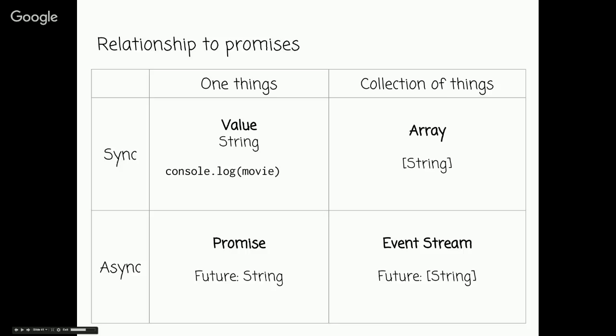So let's say you have a movie which is just a string, the name of a movie. You can use it how you like. It's synchronous, so this console.log needs to resolve before anything after it will work. Now, in the next example, we have an array of strings. That's just a standard old array, and we can use forEach to log all of those movie names out to the console.